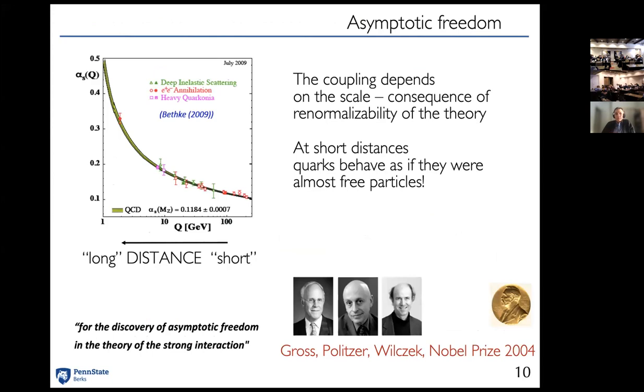And of course, there are consequences. The coupling in gauge theories depends on the scale, which is a consequence of the renormalizability of the theory. For QCD in particular, at short distances, quite counterintuitively, quarks behave as if they were almost free particles. Here is alpha_s shown as a function of Q, and Q is related to the distances. Short distances correspond to larger values of Q, long distances to lower values of Q. So the coupling becomes smaller and smaller. That's the phenomenon of asymptotic freedom. And for the discovery of asymptotic freedom in QCD, Gross, Politzer, and Wilczek received the Nobel Prize in 2004.